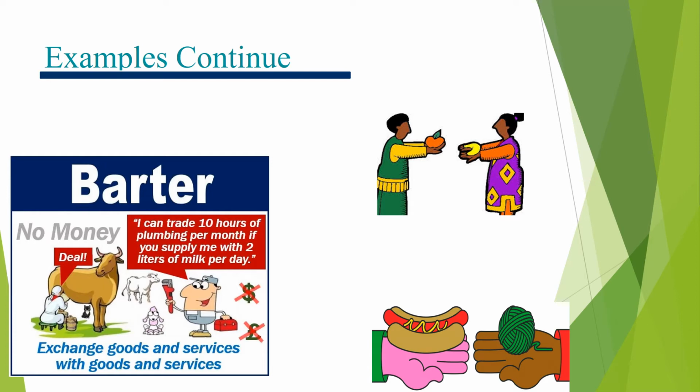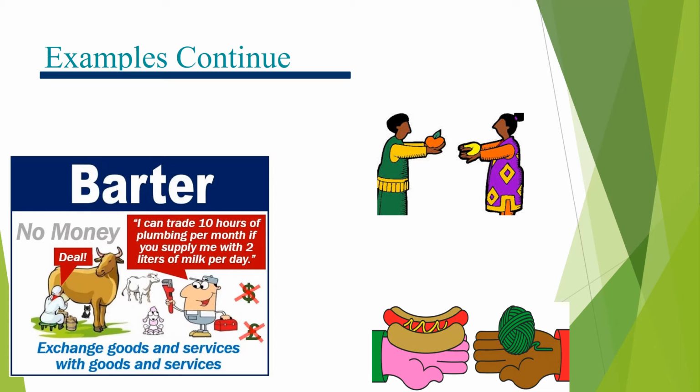This very first one here says, "Barter. I can trade 10 hours of plumbing per month if you supply me 2 liters of milk per day." So here we have a gentleman claiming to be a plumber, putting his proposal forward to this individual who is milking a cow, it seems. So he wants milk, but he wants to exchange his service. He wants to provide his plumbing services in exchange for milk.